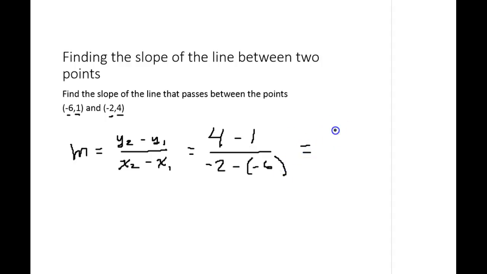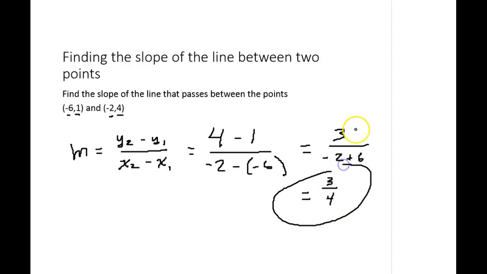4 minus 1 is 3. -2 minus a -6 is -2 plus 6. So I have 3 over -2 plus 6 is a +4. So my slope is 3/4. See how easy those are? Let's look at another one.